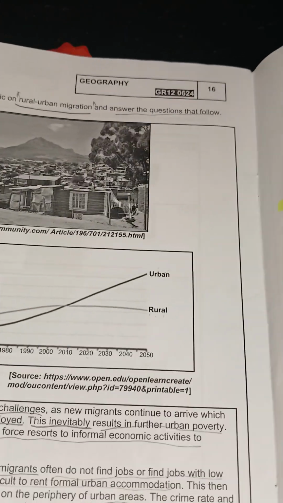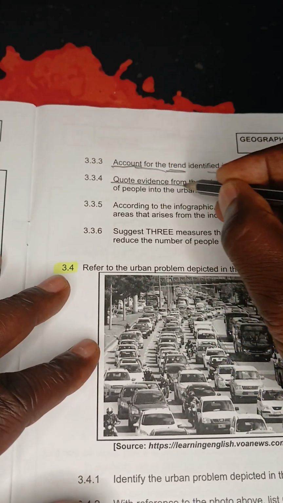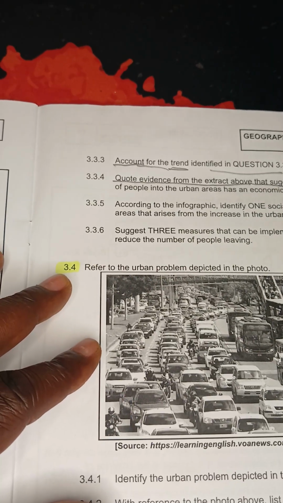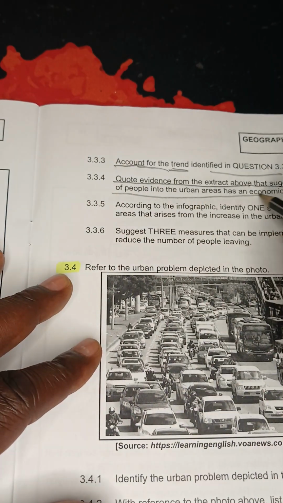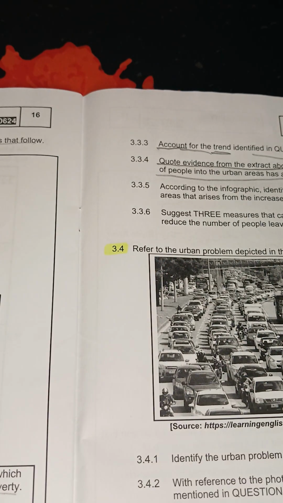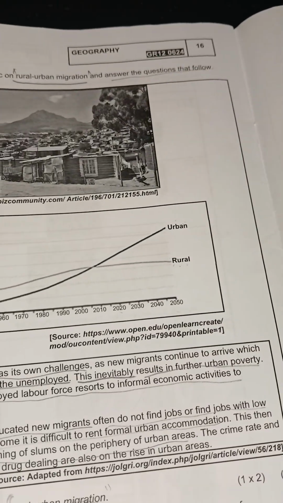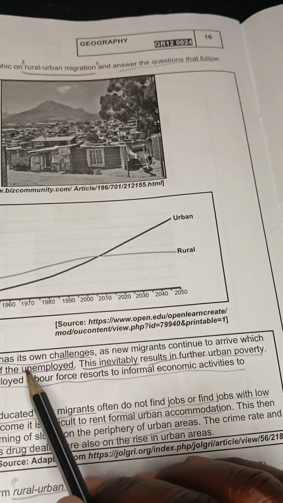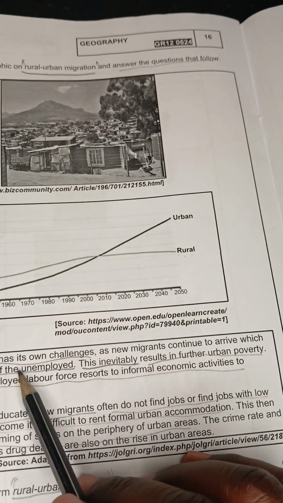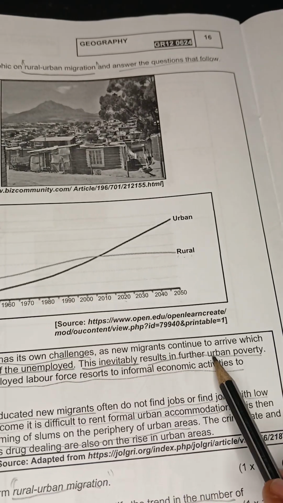Then the other thing: quote evidence from the extract that suggests that the movement of people into the urban areas is an economic disadvantage. Okay, economic disadvantage. What could be the economic disadvantage? This is the extract I'm going to read again. Unfortunately, city life has its own challenges as new migrants continue to arrive, adding to the number of the unemployed. This inevitably results in further urban poverty.